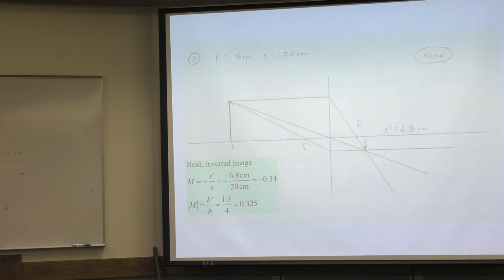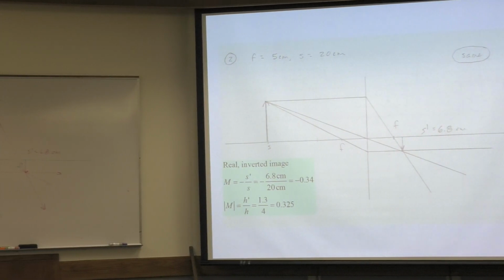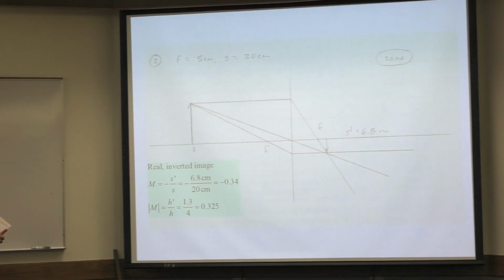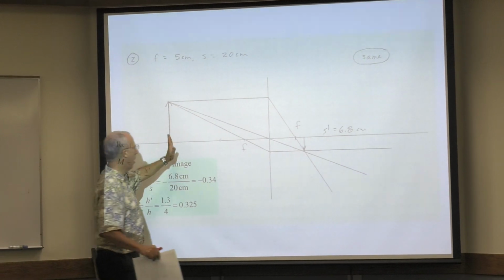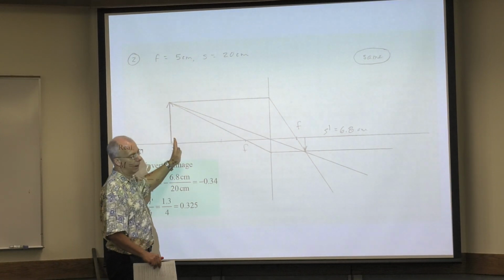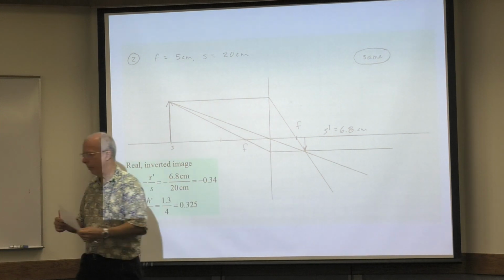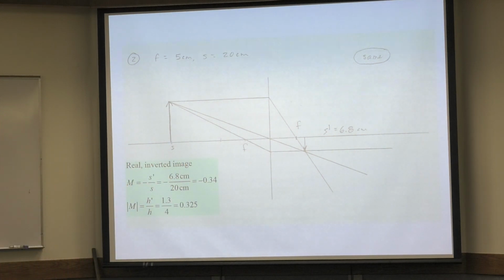All right, now the last one that we're going to do is a tougher one. So these were all nice because the object was outside of the focal length. Well, the next one, the object's going to be inside the focal length, and you're going to have to do some thinking on that one. So let's do it.